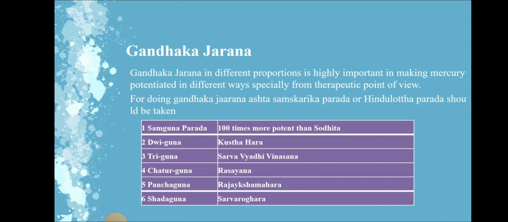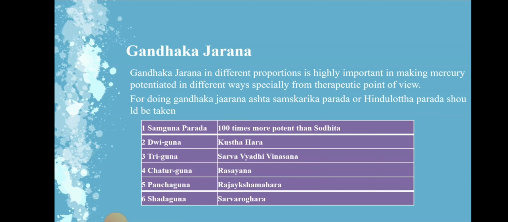If the Gandhaga is taken equal to the quantity of Parada, it will be 100 times more potent than the Shodhita Parada. When it is Diguna, double the quantity of Parada, it is Kushtahara. It can be used for treating Kushta. When it is Triguna, three times that of Parada, it is Sarva Vyadhi Vinashana. When it is 1:4 ratio, it is Rasayana. When Parada is one part and Gandhaga is 5 parts, it is Raja Yakshmahara. And when it is 6 parts, it is Sarva Rogahara.